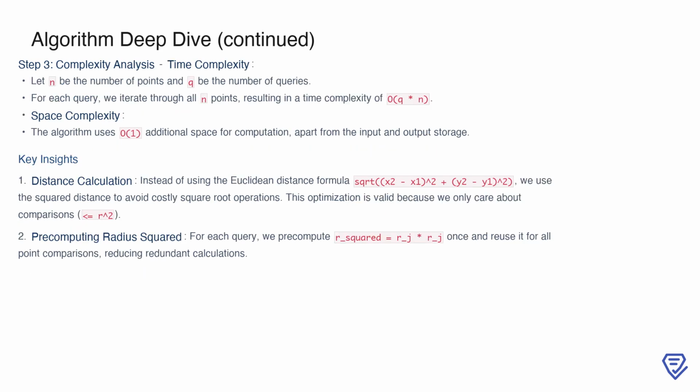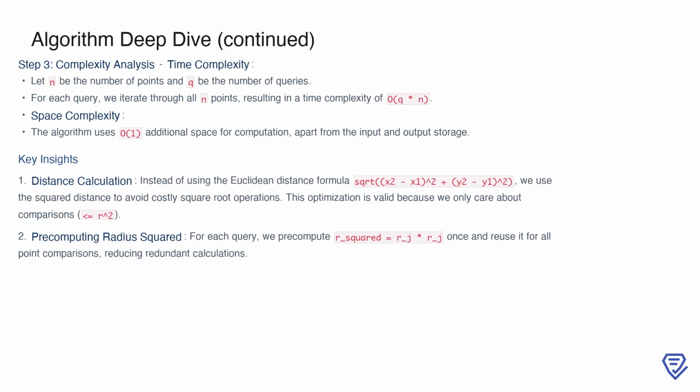Analyzing the complexity of this brute force approach, we first consider the time complexity. Let n be the number of points and q the number of queries. For each query, we iterate through all n points, resulting in a total time complexity of O(q*n). This means the runtime scales linearly with the number of queries and points. As for space complexity, the algorithm uses O(1) additional space for computation, apart from the input and output storage.